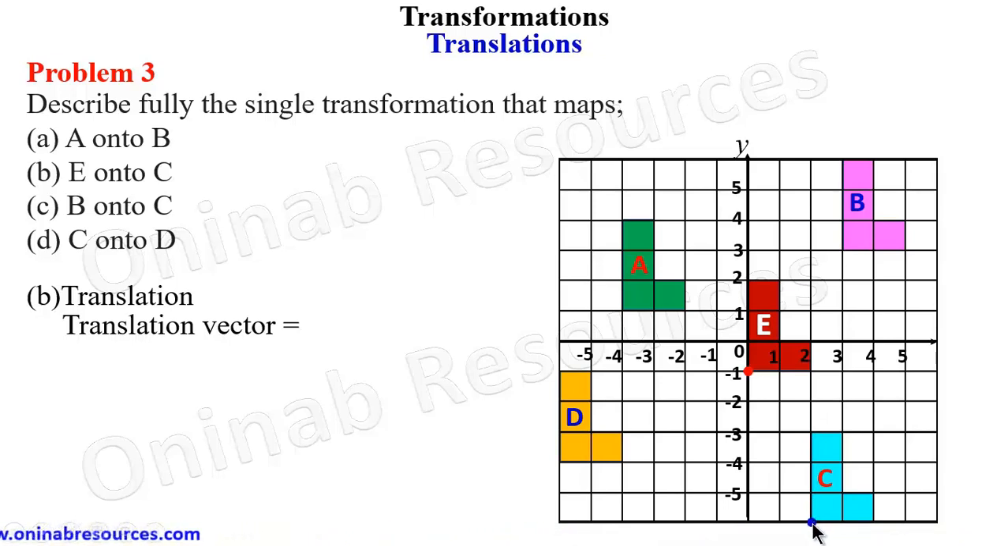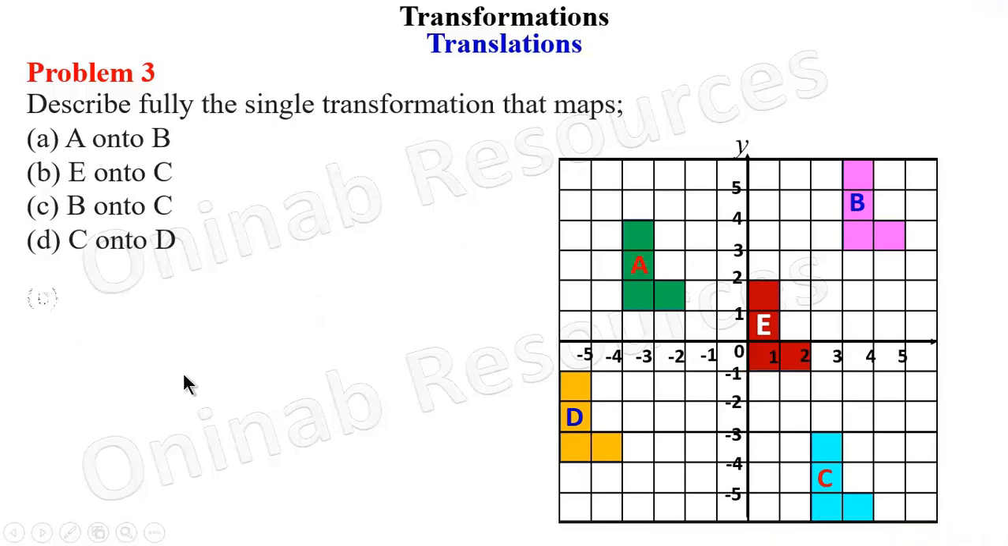So this is it now. Remember, the horizontal component is 2 steps. So we have the 2 here. Since it is to the right, it is positive. And the vertical distance is downward by 5 units. And since it is downward, it's going to be -5. And that is the translation vector for the transformation from E onto C.